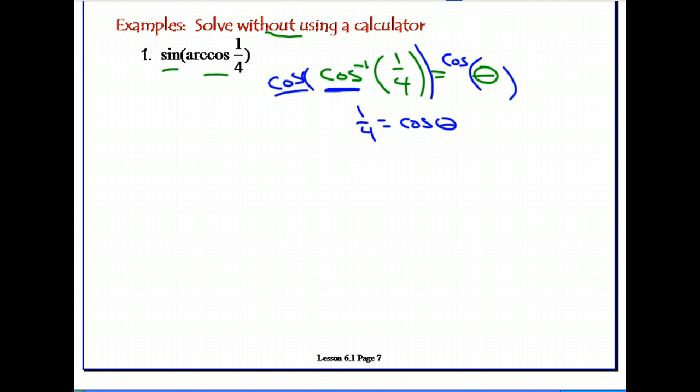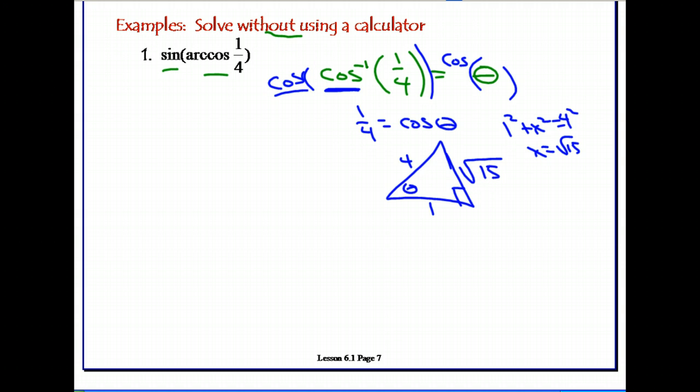So I take this idea, and again, if you don't get this the first time, there'll be another video that shows this a couple more times. I'll sketch a right triangle. I'll remember SOHCAHTOA. This is my theta. Cosine is the adjacent over the hypotenuse. Pythagorean theorem, I'll figure out the other side. I've got 1 squared plus x squared equals 4 squared. Looks like x is going to equal the square root of 15. I've got that over here, and then I'm about done.